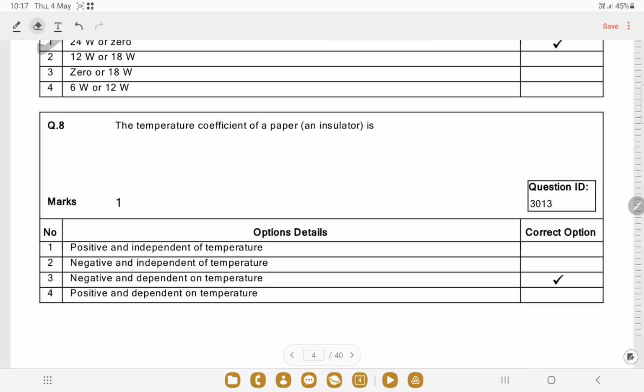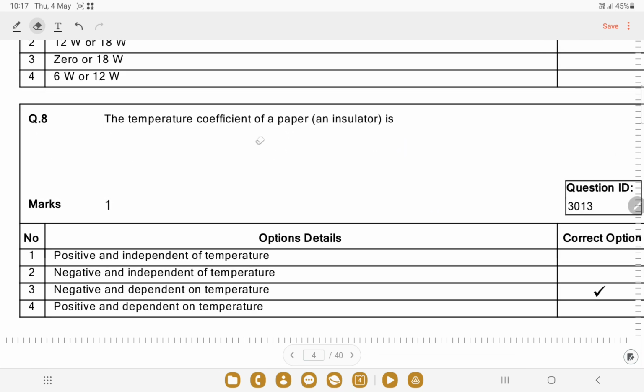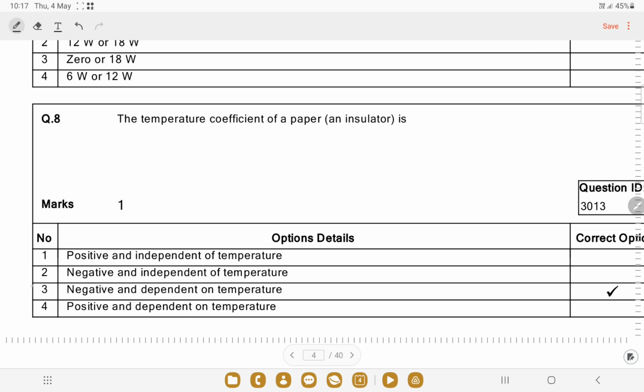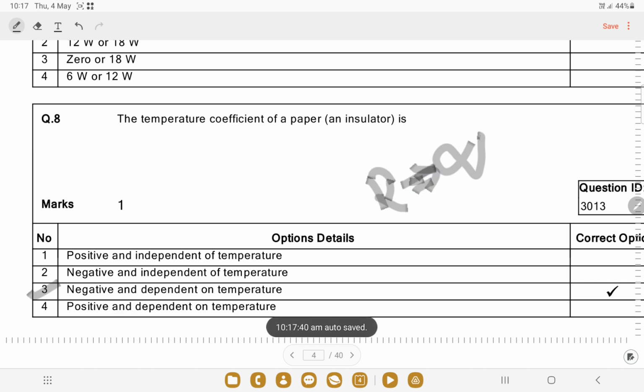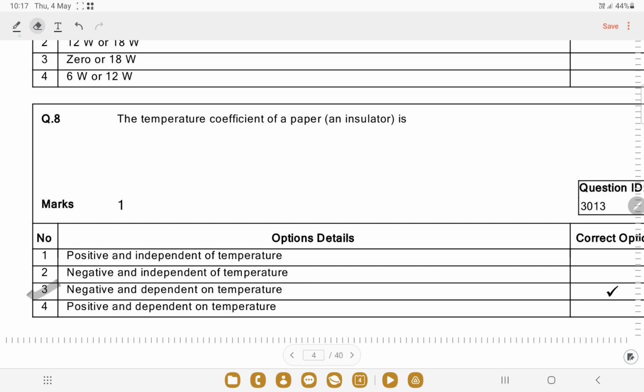Next question is about the temperature coefficient of paper. The temperature coefficient of paper or rubber is always negative, and resistance is always dependent on the temperature. We know that the formula for R is dependent upon the temperature coefficient alpha. So it is negative for the temperature coefficient of paper. It is always negative, and it is dependent on the temperature.